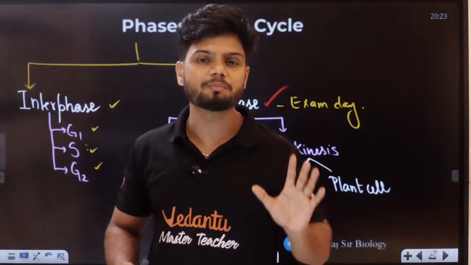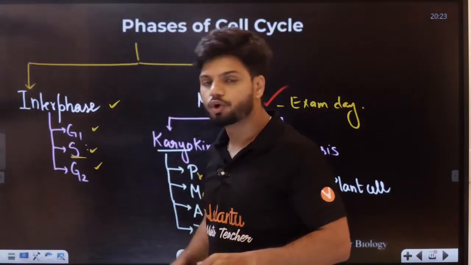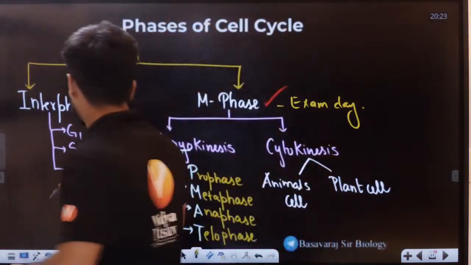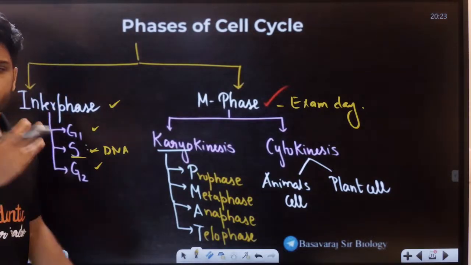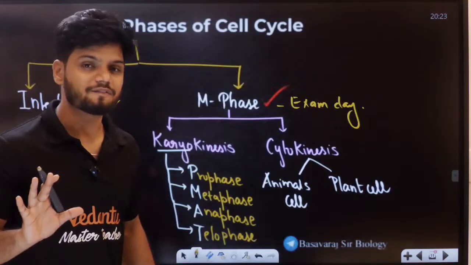Okay. Here the most important part is going to be your S phase, where the DNA replication happens. DNA replication happens here, not DNA duplication. Okay. Now, what exactly do we have in M phase? Understand M phase, what do we have?